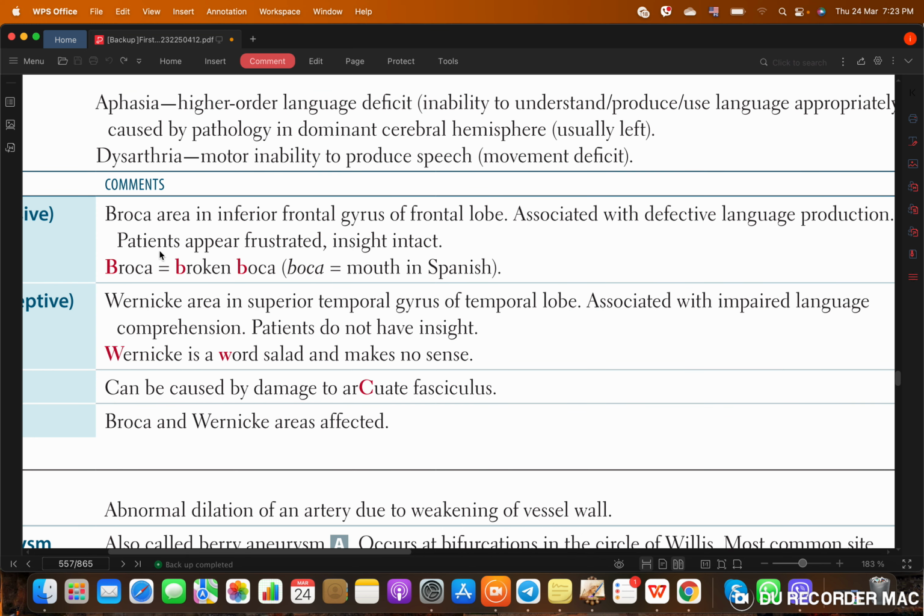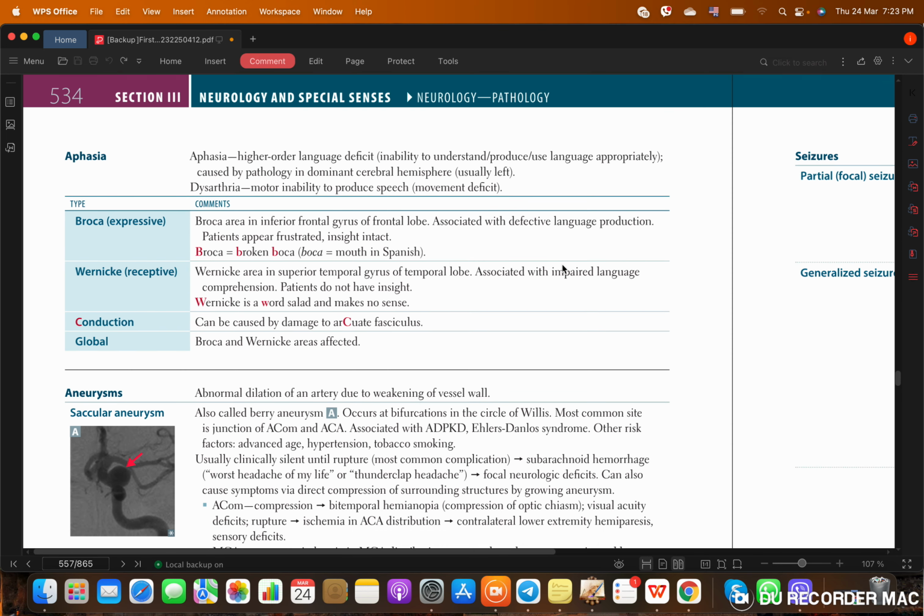It goes something like this. The patient appears frustrated, but their insight is intact, which means they can still understand you fully, but they cannot speak. Broken Boca. Boca is mouth in Spanish. Okay, I did not know that.